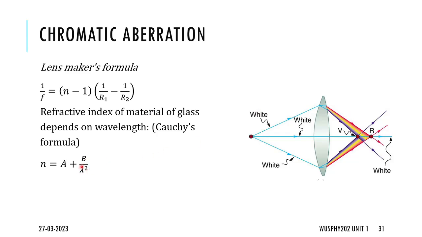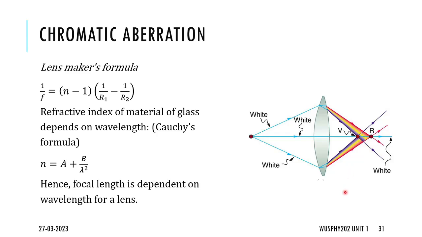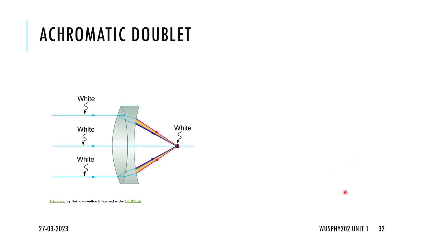If lambda becomes small for blue ray, B by lambda square will become large, therefore refractive index will become large, therefore n minus 1 becomes large, therefore 1 by f becomes large and f becomes small. So focal length for blue is smaller. So focal length is dependent on wavelength for a lens.